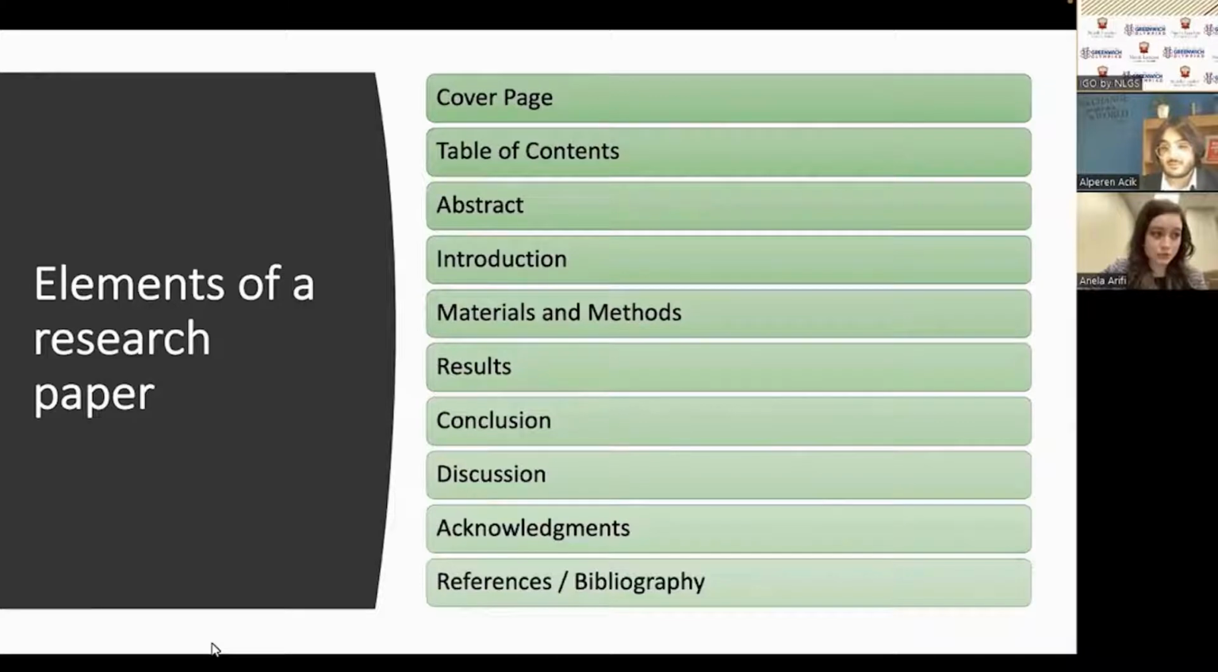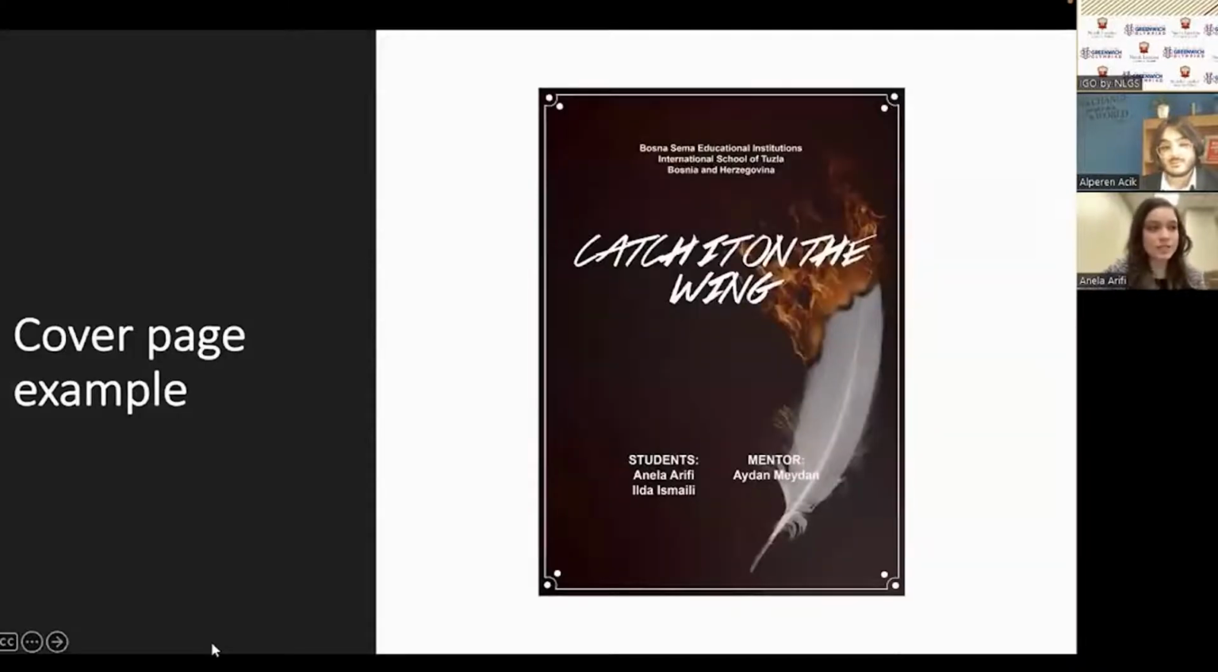So the first thing you need to have in your research paper is a cover page. Since we are high school students, why not make a cover page something exciting? Here is an example of a cover page I've done for one of the science Olympiads with my friends. As you can see, we have the name of the project, our names, our mentor's name, and a picture with a feather which is burning, which tries to represent what the judging panel will actually be able to see in the research paper.